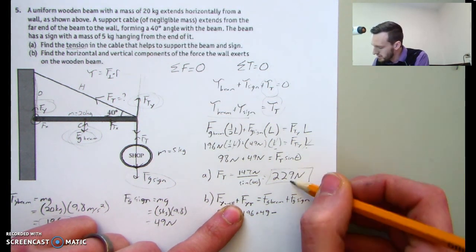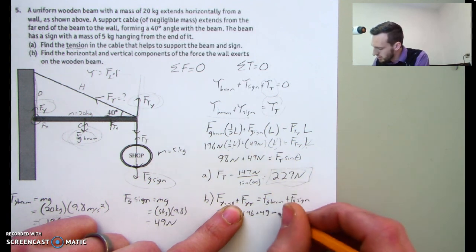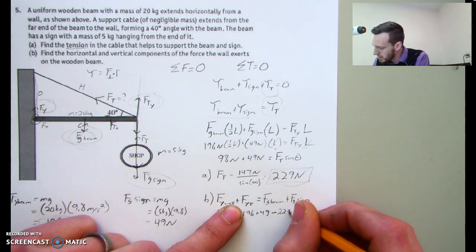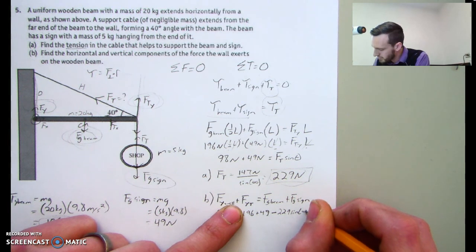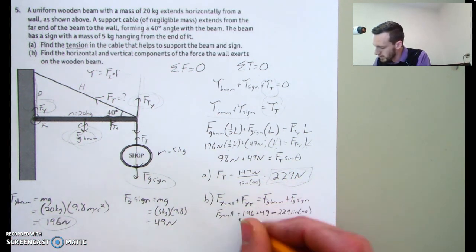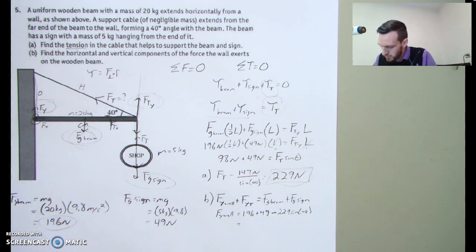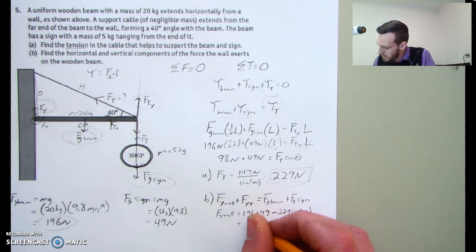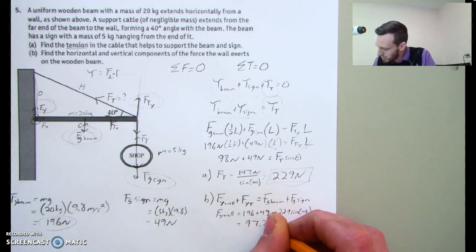Now, we know Ft is 229, so if I want to find the y component, I can do 229 sine of 40. And whatever I get from this should get me the y component of the force of the wall. So 196 plus 49 minus 229 sine of 40. And good news, we have an answer that kind of makes sense, 97.8 newtons.